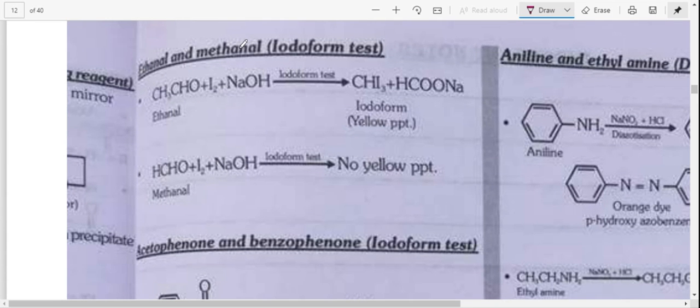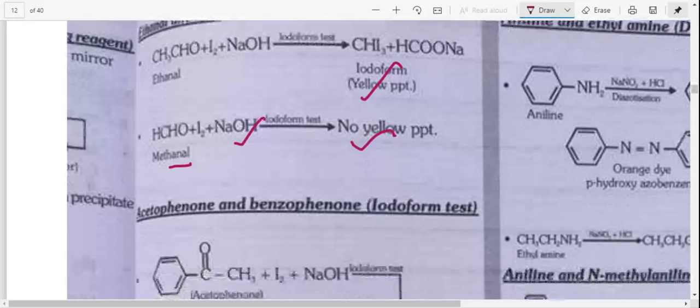Next, ethanal and methanal by iodoform test. Both are aldehydes. Ethanal CH3CHO, when reacted with iodoform reagent, will give a yellow precipitate. While HCHO methanal, when reacted with NaOH and iodine, will give no yellow precipitate because HCHO does not contain any CH3 group attached to the carbonyl group.